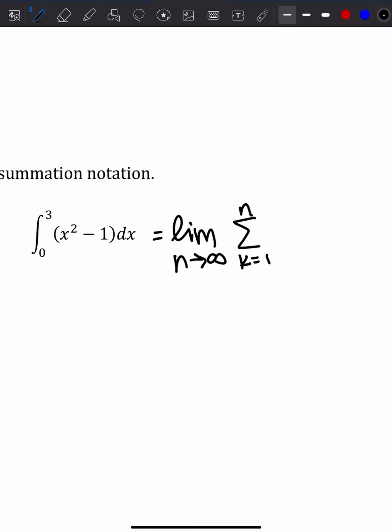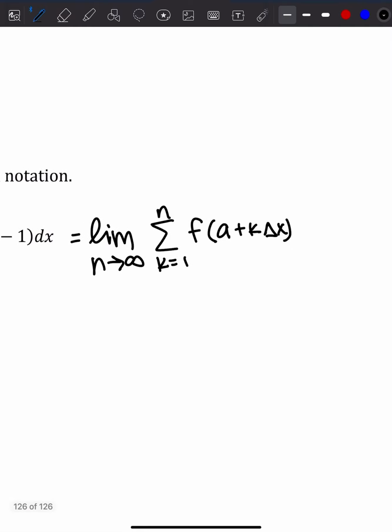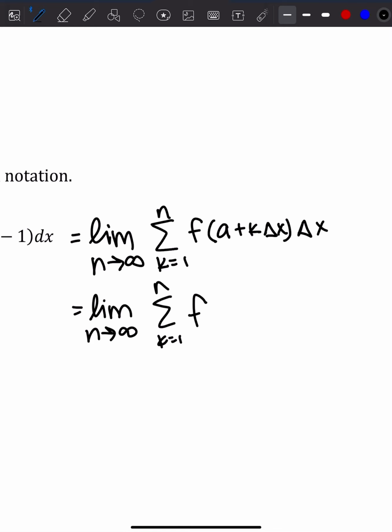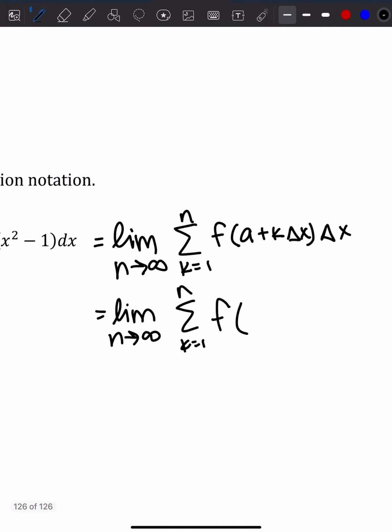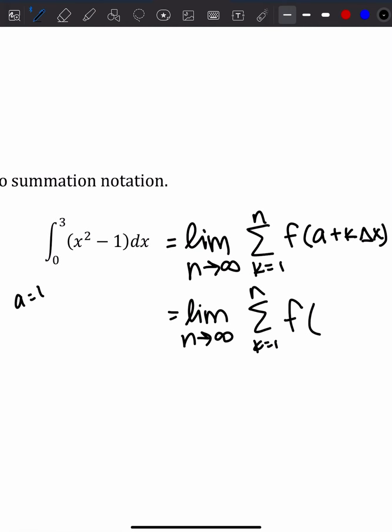Now, we have f of a plus k delta x times delta x. So I'm going to keep everything that stays the same. Our limit as n approaches infinity stays the same. Sigma k equals 1 to n stays the same. Let's plug in some of the stuff we know. So a is 0 because it goes from 0 to 3. So I know a equals 0, b equals 3.